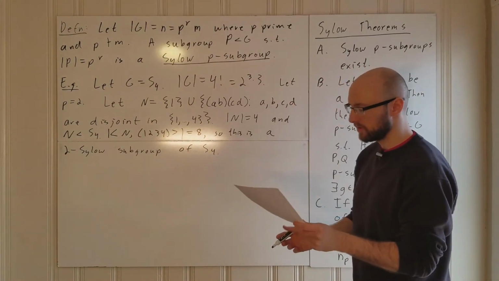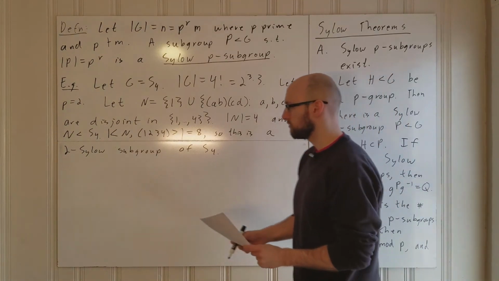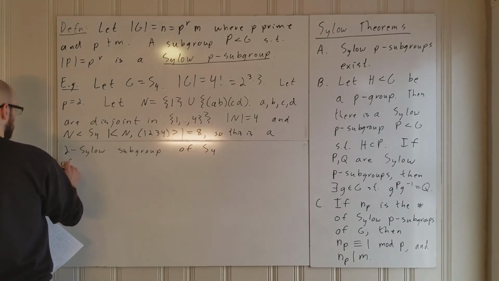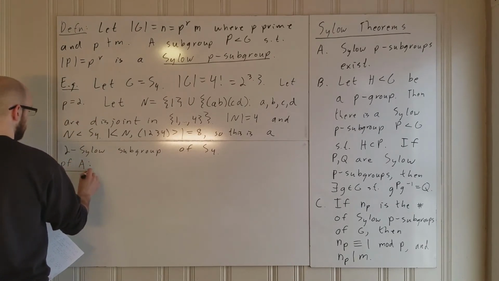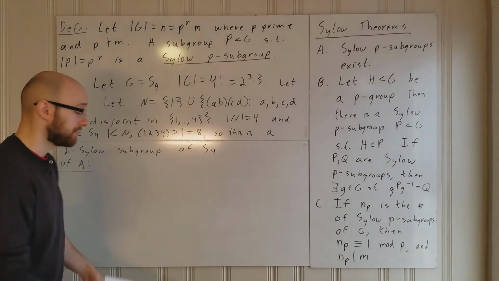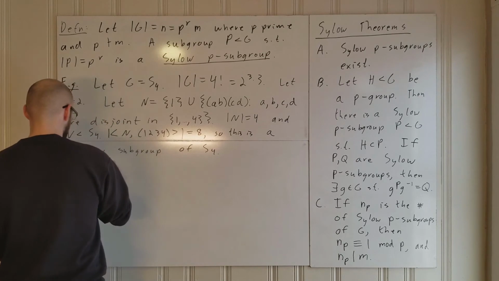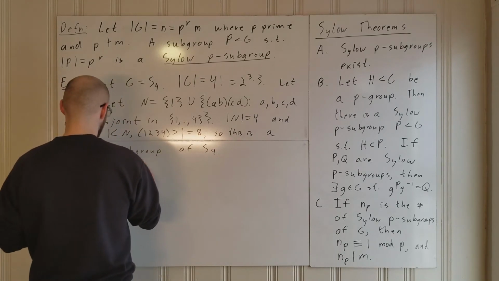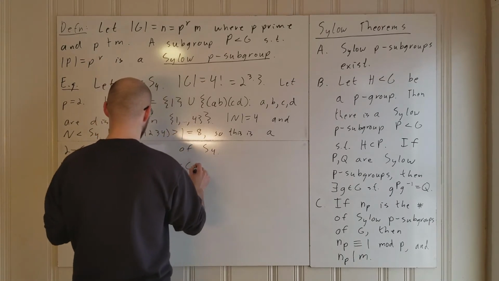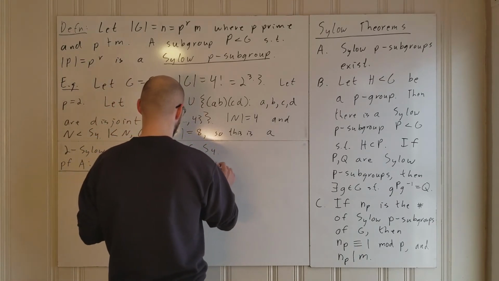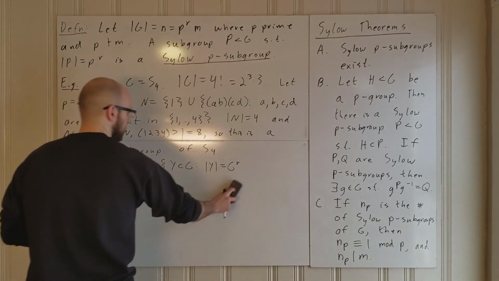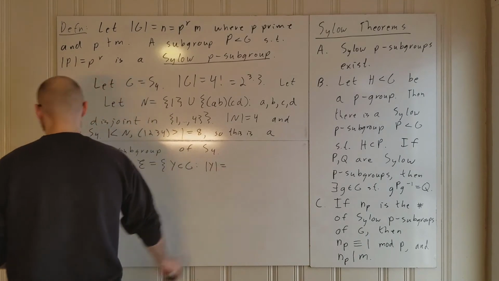All right, so we need to prove these three things, and it looks like I have enough time to prove the first one. So proof of A, Sylow p-subgroups exist. We're actually going to use what we did in the last video. So we're going to let script E be the collection of subsets of G of size p to the r.